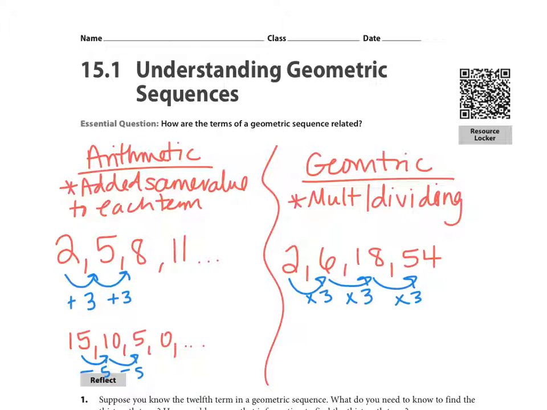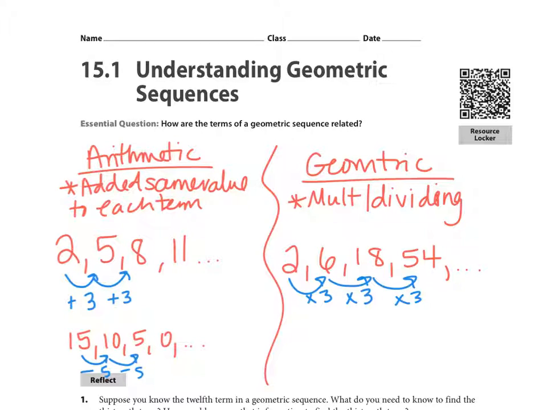Notice that when we do that on the geometric, the pattern gets bigger a whole lot quicker, right? When we added 3, we did that a few times and we just got to 11, but when we multiplied by 3, all of a sudden we were at 54. So geometric gets bigger a lot quicker, and it's important for you to recognize that. We could also divide, and we can use positive and negative numbers also.